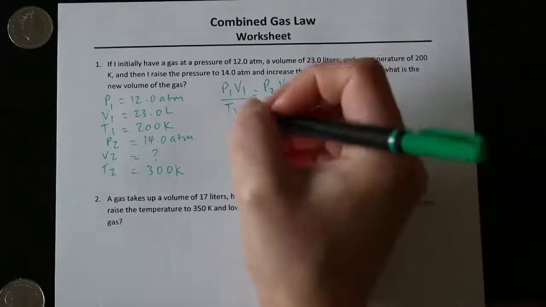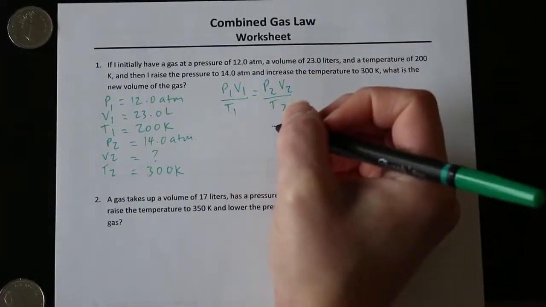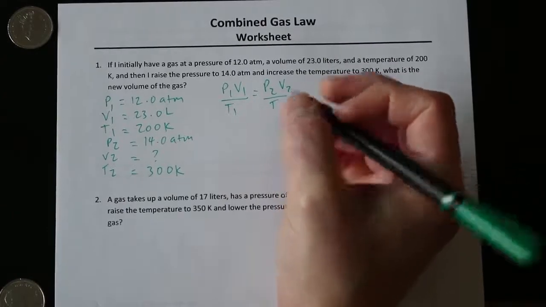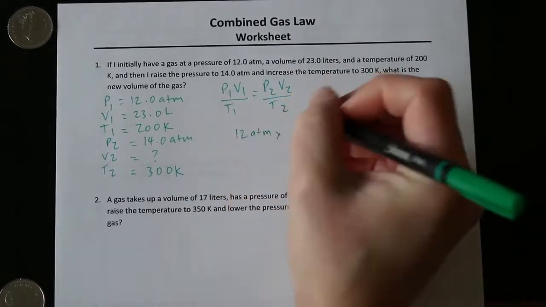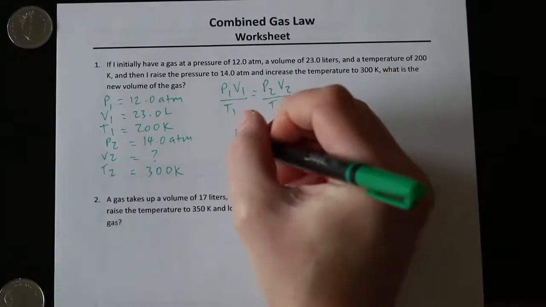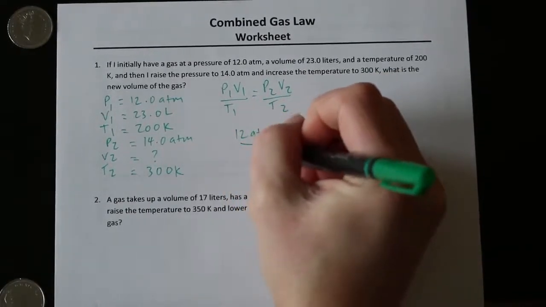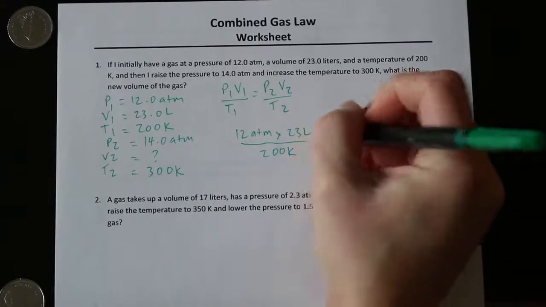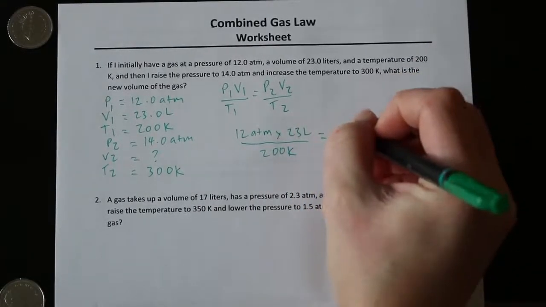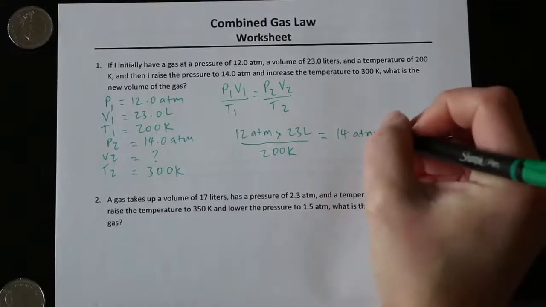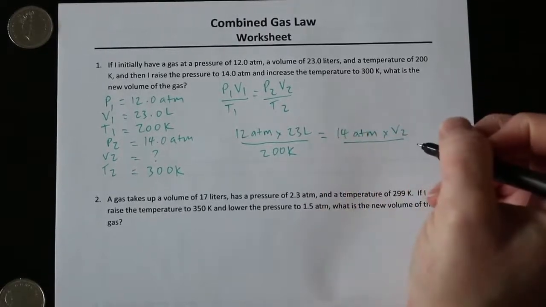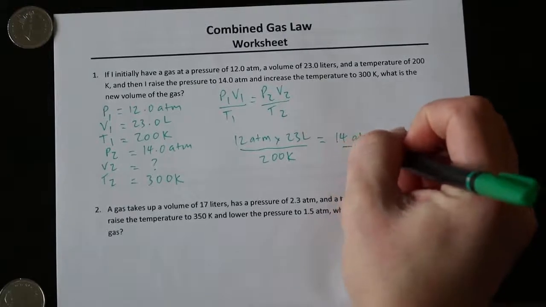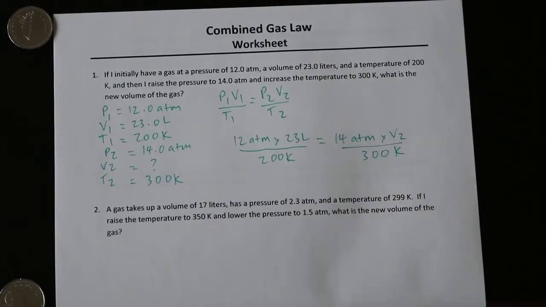Okay, so that would become 12 atmospheres multiplied by 23 liters divided by 200 Kelvin equals 14 atmospheres multiplied by V2 divided by 300 Kelvin. Okay, so we want to get V2 by itself.